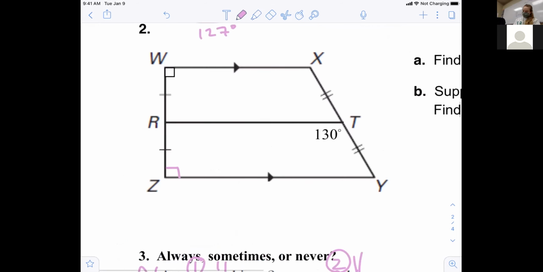JJ, what do you know? Okay. Why do we know that? They're supplementary. We've got these parallel lines. We know that a transversal means that they're supplementary. Good. JJ, what else do you know?